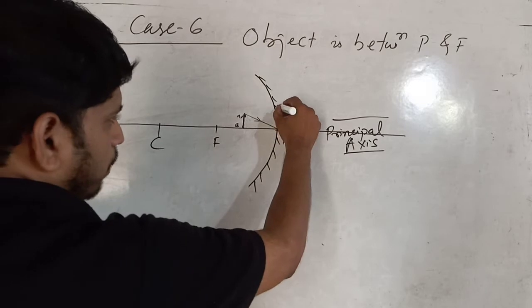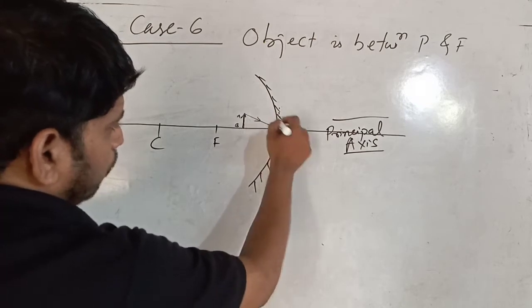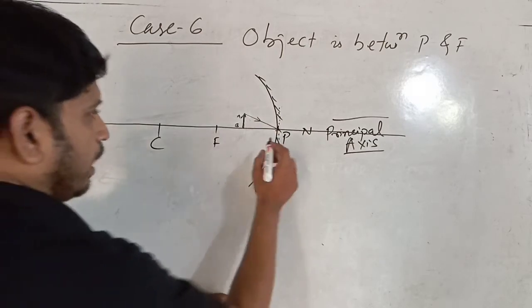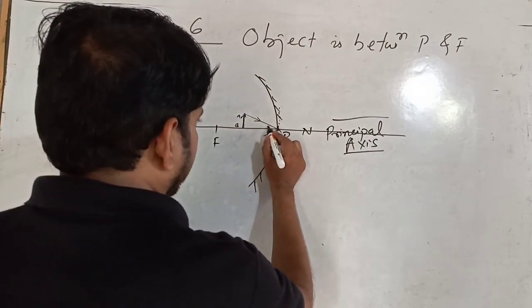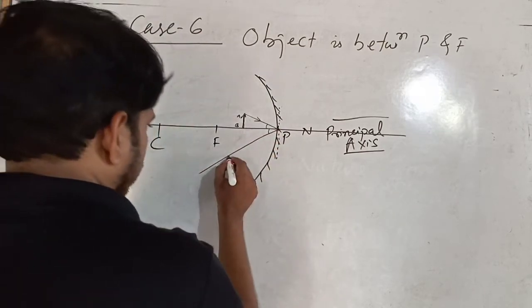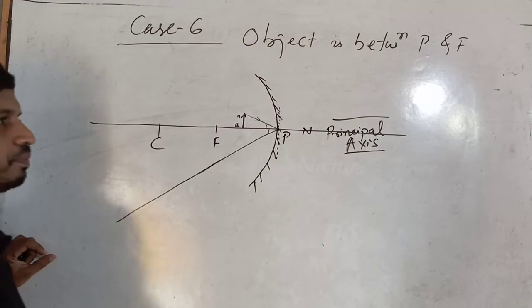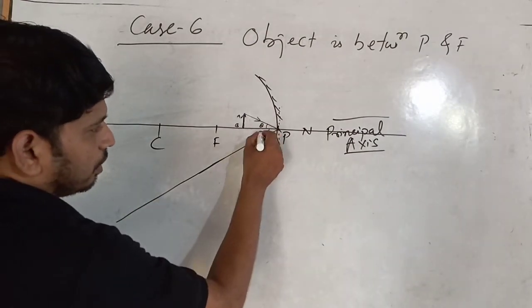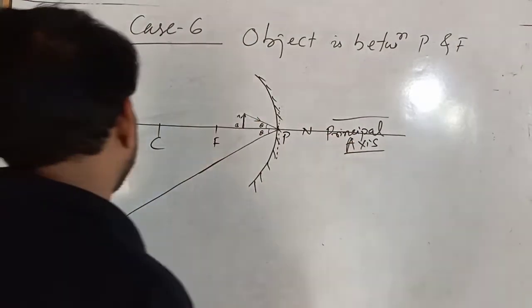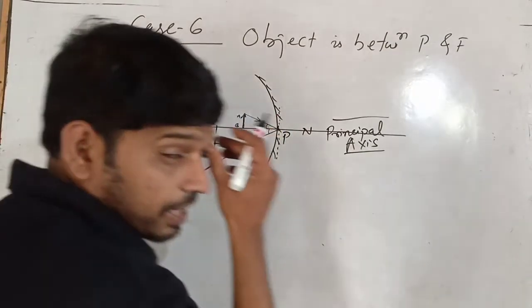So from the pole, remember that if we draw a perpendicular at this point, the pole, it is perpendicular to the principal axis, and the principal axis gives us the normal. From this normal, making the same angle, the ray will reflect back, making the same angle, theta. This is the surface and this is the normal. So this tangent, from this tangent we can consider 90 degrees.